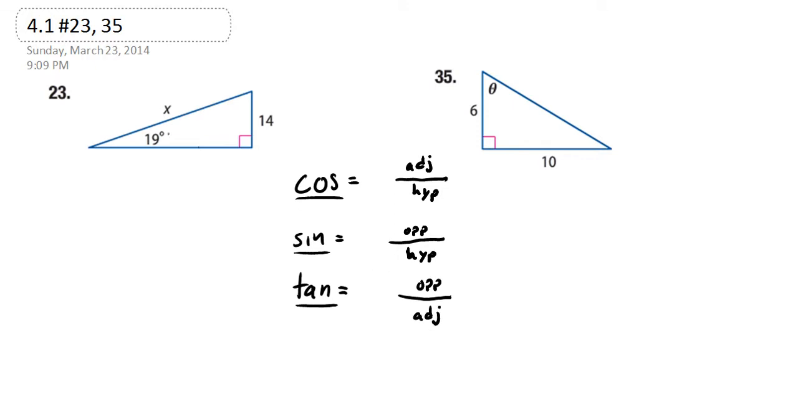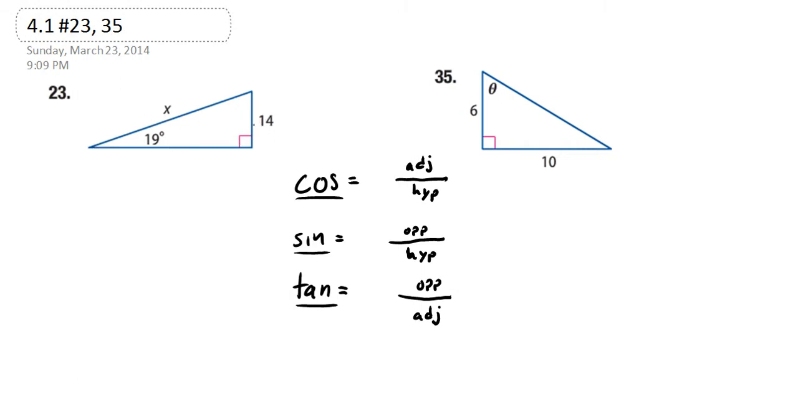So here we have an angle, 19 degrees. So the adjacent side is the one that it borders that isn't the hypotenuse. That's the adjacent side. The hypotenuse is always directly opposite the right angle, and the opposite side is always going to be directly opposite your angle.